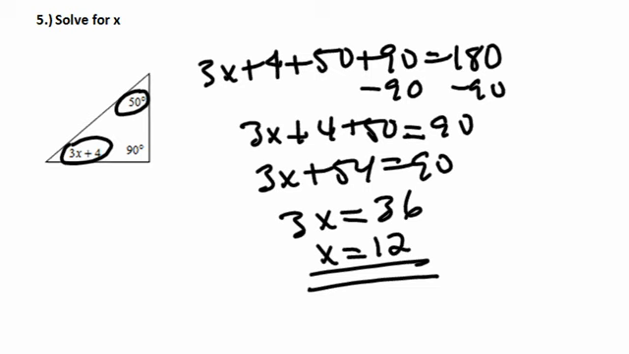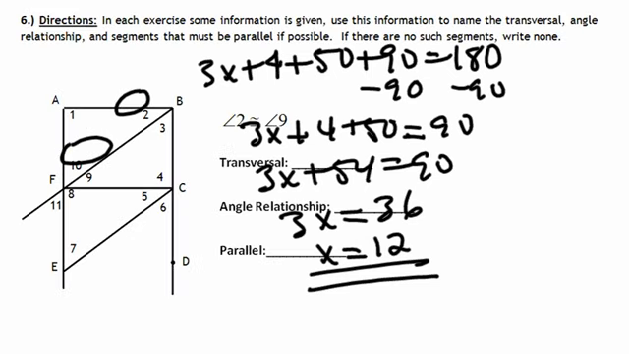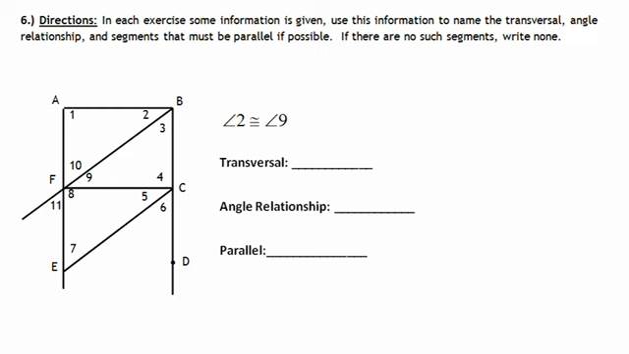And now we are ready for this problem here. In this problem, it says in each exercise, some information is given. Use this information to name the transversal. Okay, so we're naming the transversal, the angle relationship, and segments that must be parallel if possible. If there are no such segments, write none.